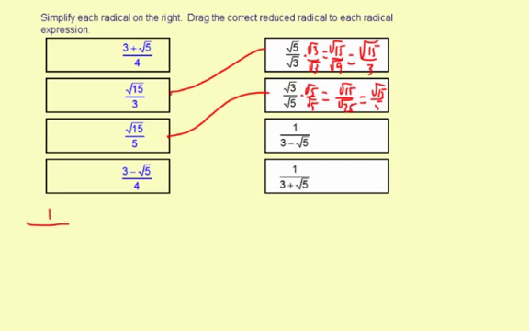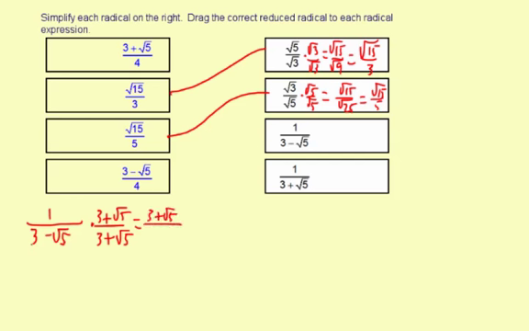It's going to be 1 over 3 minus radical 5. That's the original problem. And then for the conjugate, it's going to be 3 plus radical 5 over 3 plus radical 5. So what you're going to do is you're going to multiply this out, and using the FOIL method, you're going to get a simplified answer without a radical in the denominator. So this is going to be, see, 1 times 3 plus radical 5, that's just 3 plus radical 5.